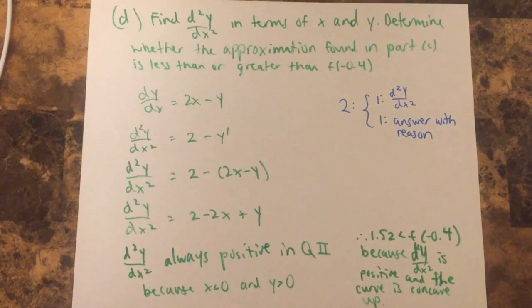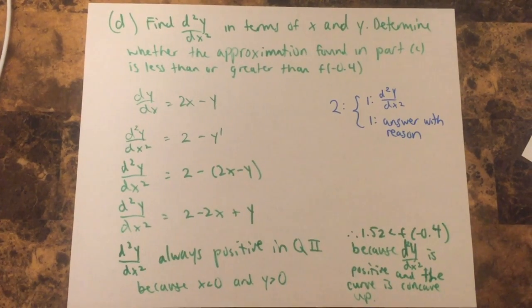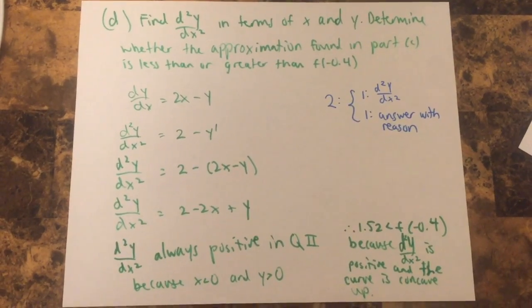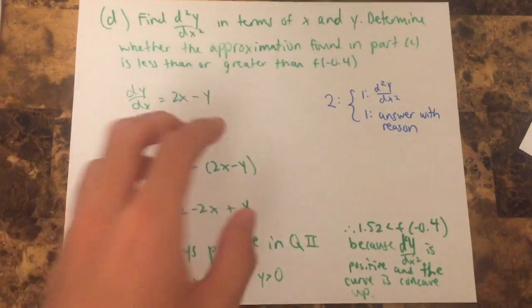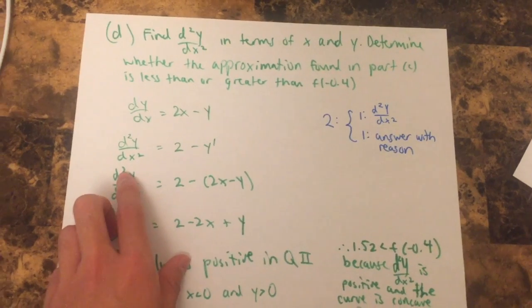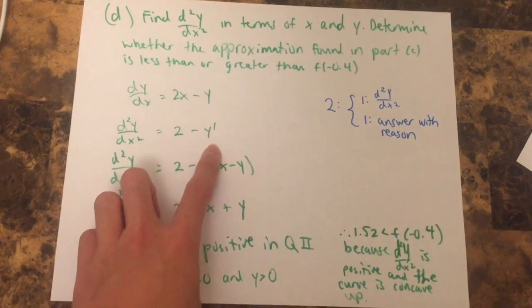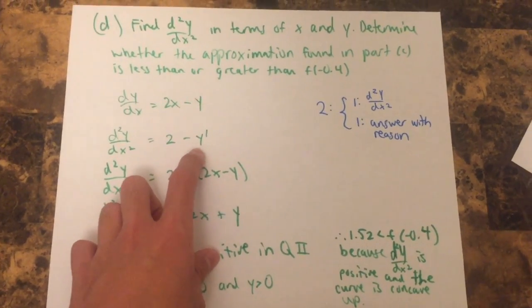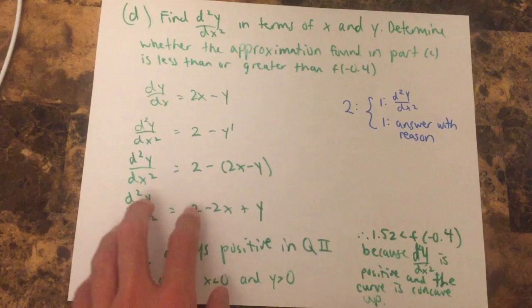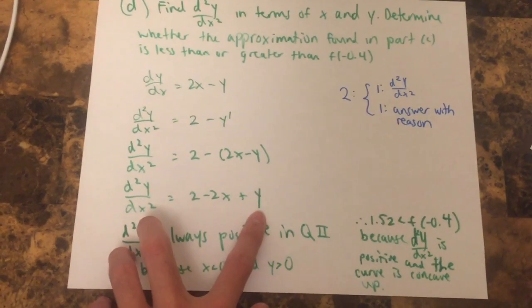Part D says find d2y over dx squared in terms of x and y, and determine whether the approximation found in part C is less than or greater than f of negative 0.4. So we use the differential equation, and we find the derivative to find this. So we have 2 minus y prime, because we are in terms of x. And when you have y prime, you just want to plug back in the first equation, because y prime equals 2x minus y. So you'll have 2 minus 2x minus y, or 2 minus 2x plus y.